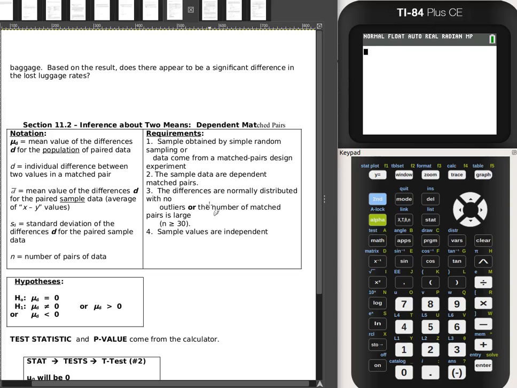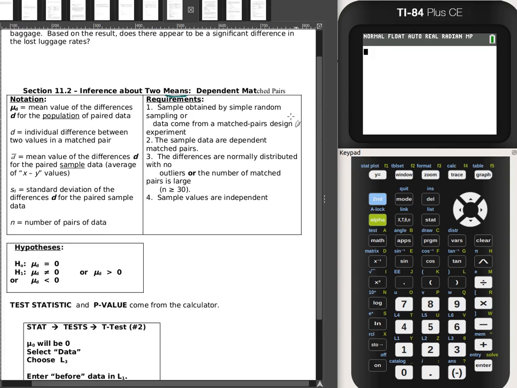Hello everyone, this is a video talking about section 11.2 where we're going to be doing the hypothesis testing with means this time, whereas in 11.1 of course we were talking about proportions. And here we will actually be making more of a distinction between the dependent and the independent styles of taking the samples.